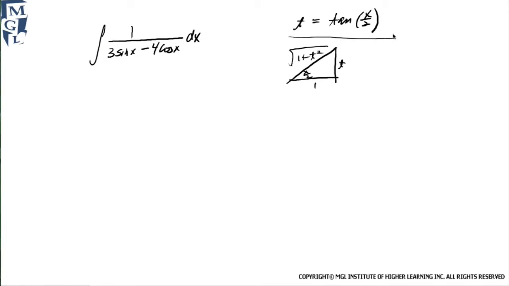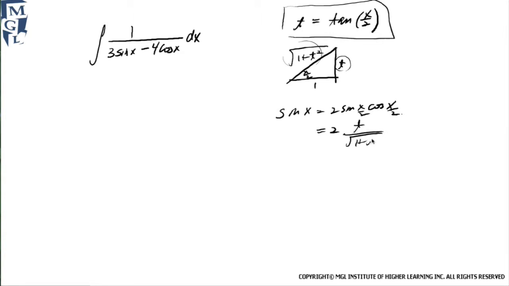Okay, so using this substitution, we get that sine x is equal to 2 sine x over 2 cosine x over 2, using the double angle formula. Sine x over 2 is t over this. Cosine x over 2 is 1 over that. So we get this for sine x.